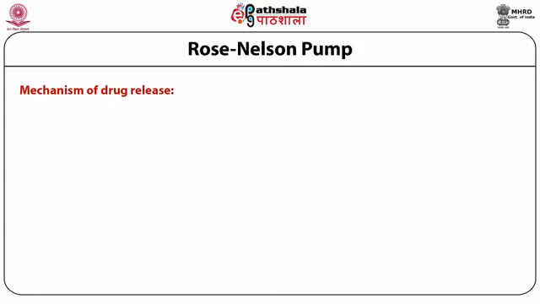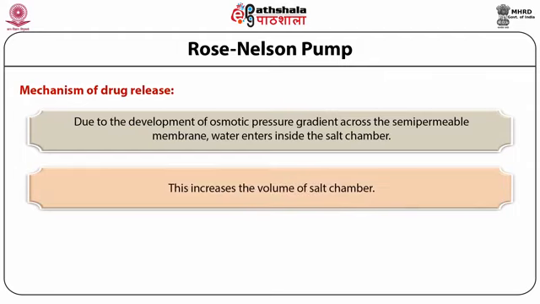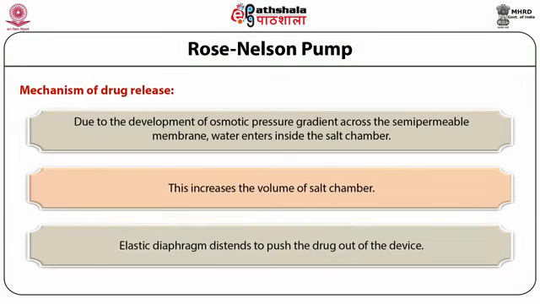So basically there are three steps. First, development of an osmotic pressure gradient across the semi-permeable membrane. Then water enters the salt chamber, dissolving the salt. After the salt dissolves, the osmotic pressure increases in that particular chamber. So finally it is the volume that changes, and this change in volume exerts pressure on the elastic diaphragm, okay, and the diaphragm becomes convex, pushing up and further pushing the dissolved or dispersed drug out of the orifice, and this is how it releases.